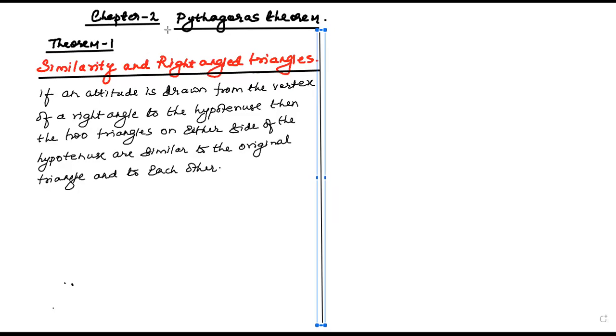We are doing chapter 2, Pythagoras Theorem. All the theorems and the proofs that are there in this chapter. So, the very first theorem is the theorem on similarity and right angle triangles.